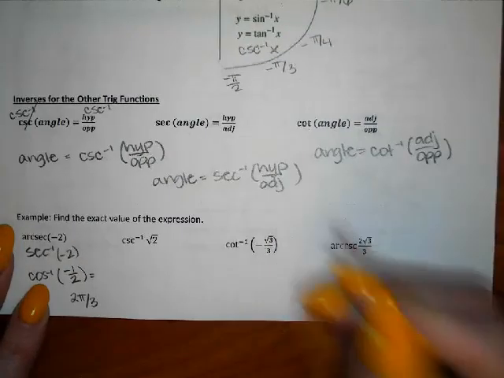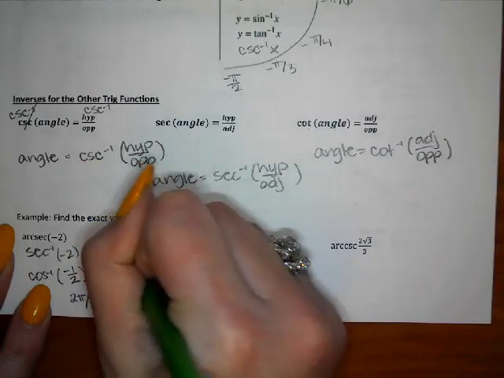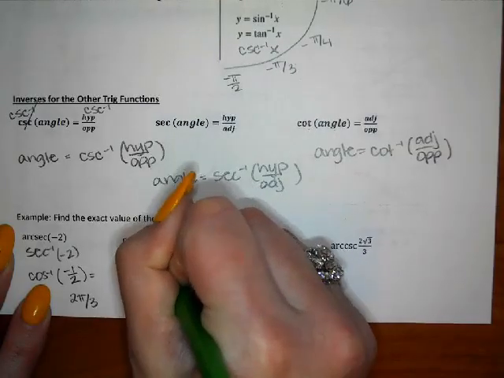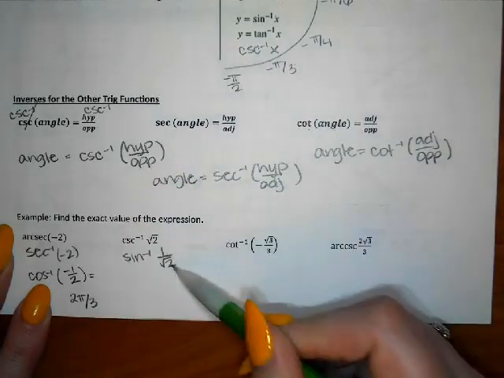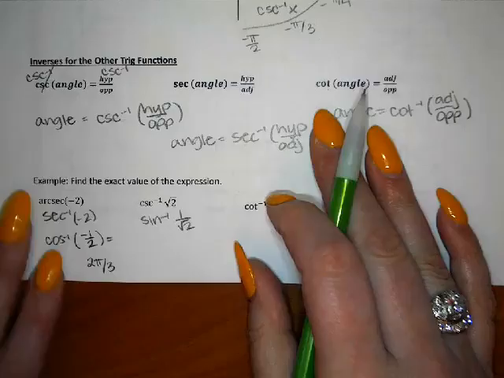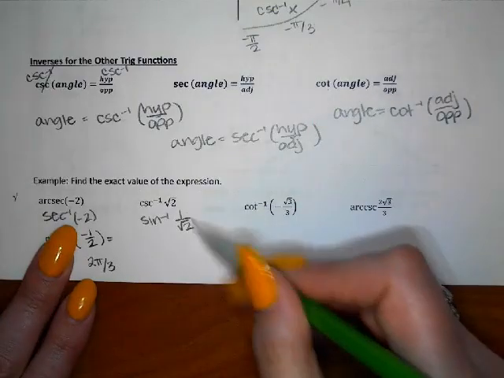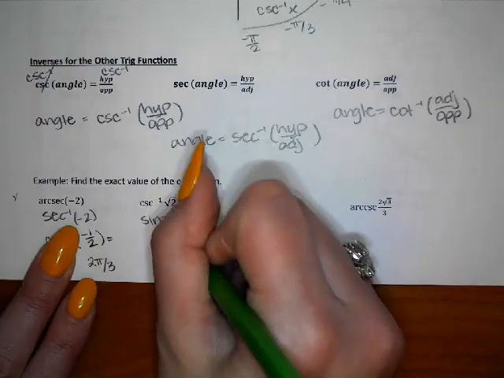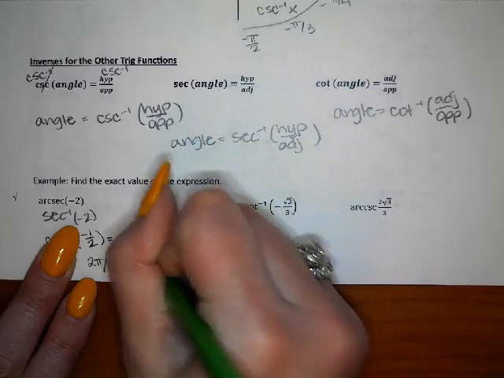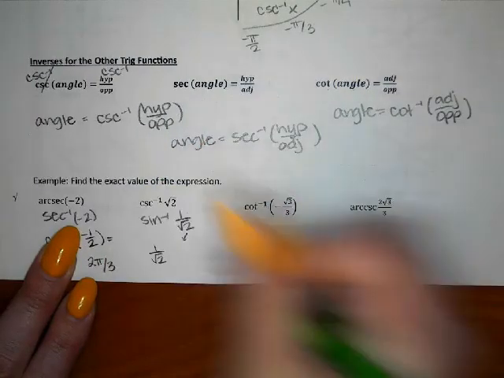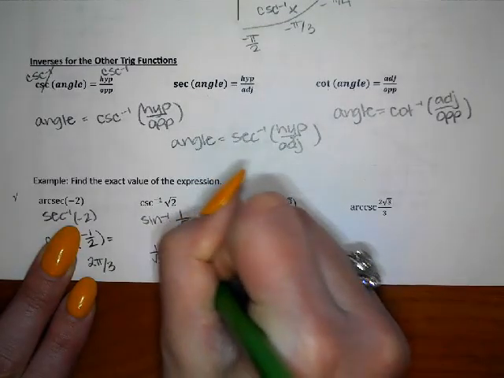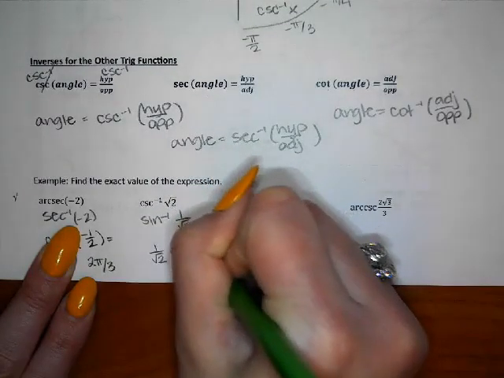Cosecant inverse of √2, that means I would be looking for sine inverse of 1 over √2. And this is not what is going to show up on the unit circle. The unit circle has rationalized fractions, and so I can go ahead and do a little bit of math here to see what would actually show up on the unit circle. I can rationalize the denominator. I get √2 over 2.